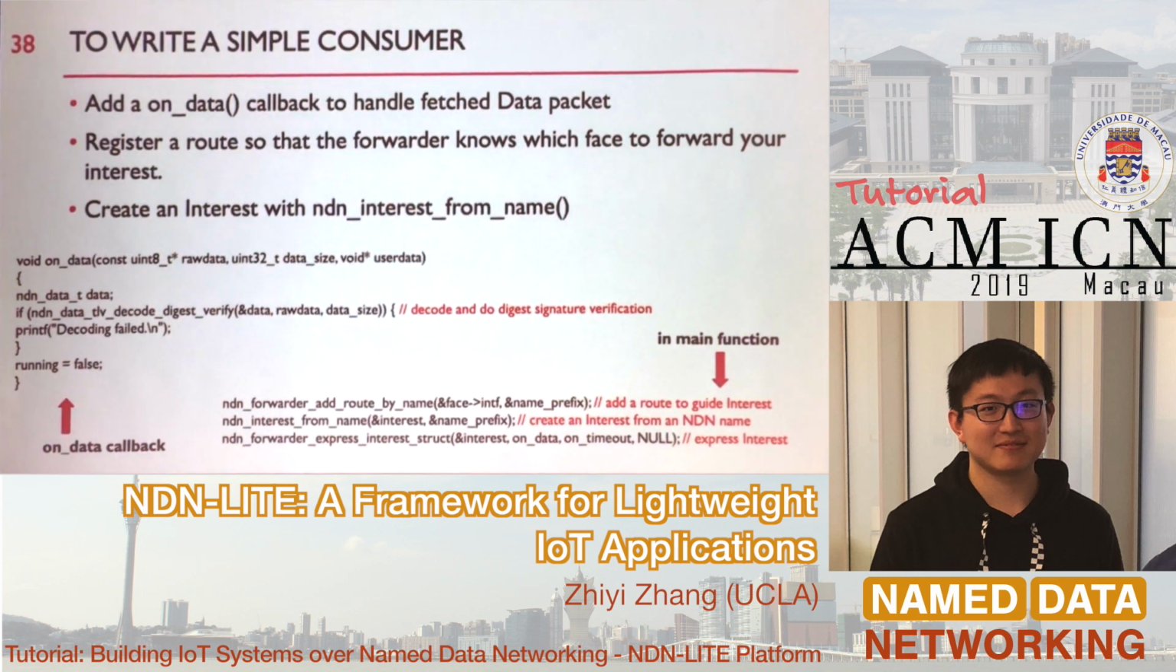Another difference is that in the main function, we don't need to register the prefix. Instead, we add a route. As shown in the first line in the example code, there's the NDN forwarder add route by name. This actually adds a route into the forwarder so that if you receive an interest under this prefix, go to this face to express it out. And in the main function, we also need to send an interest to fetch the data. To do that, we first use NDN interest from name to construct an interest packet. And then we express this interest out by using NDN forwarder express interest. And that is what a consumer looks like.